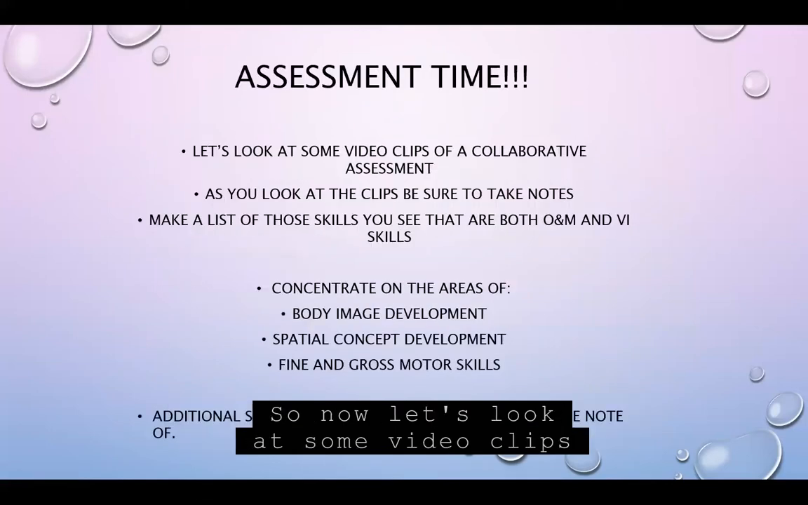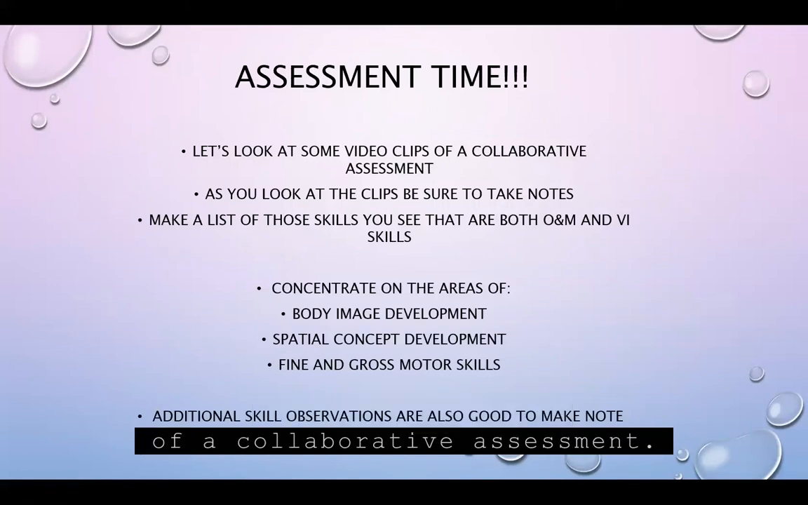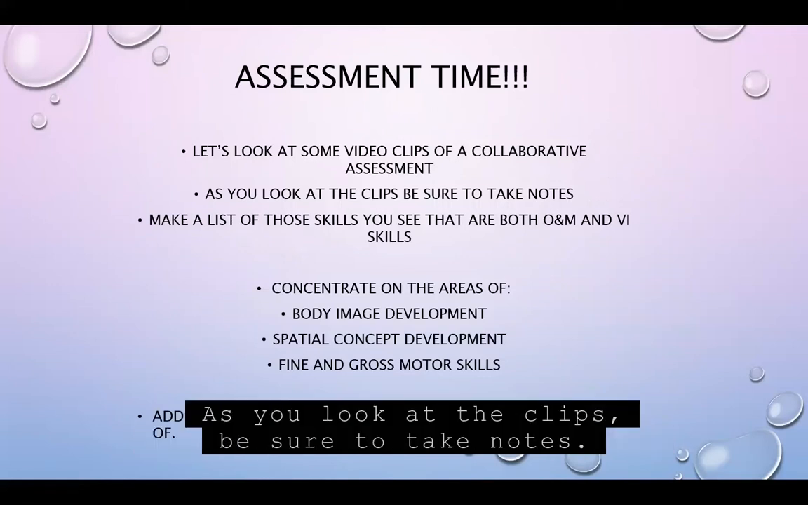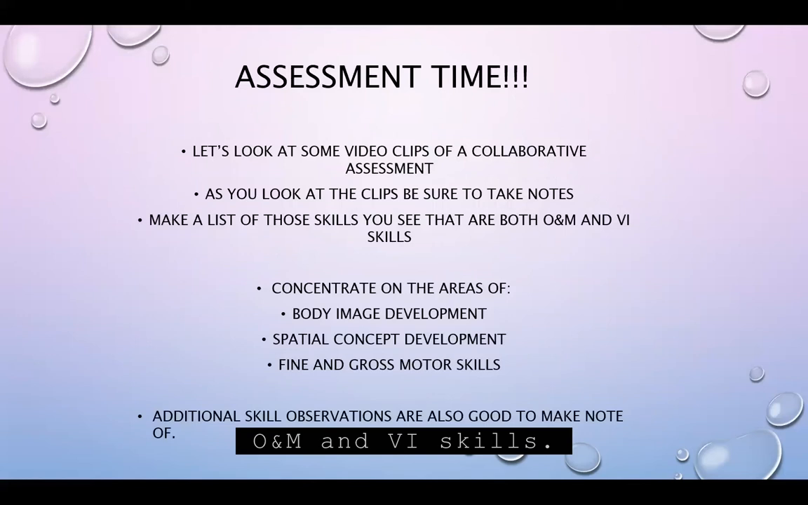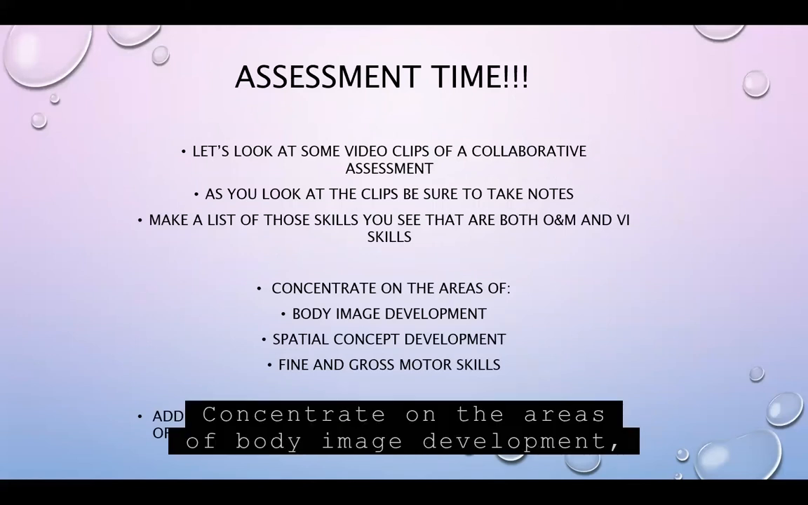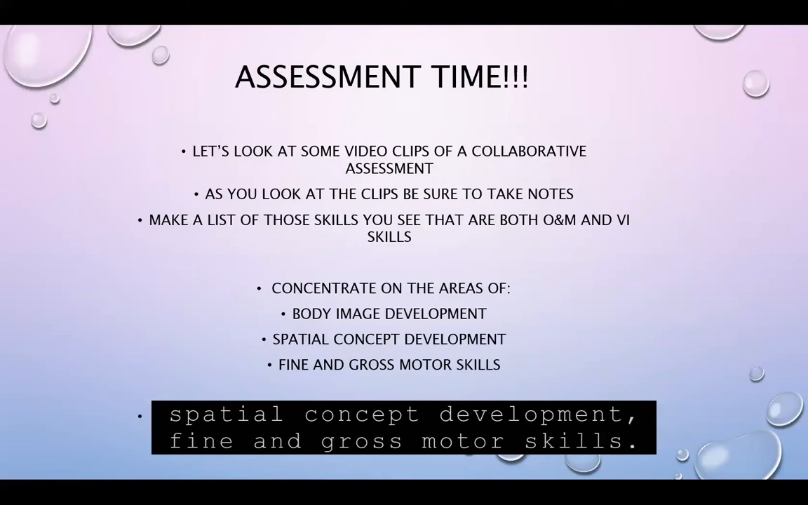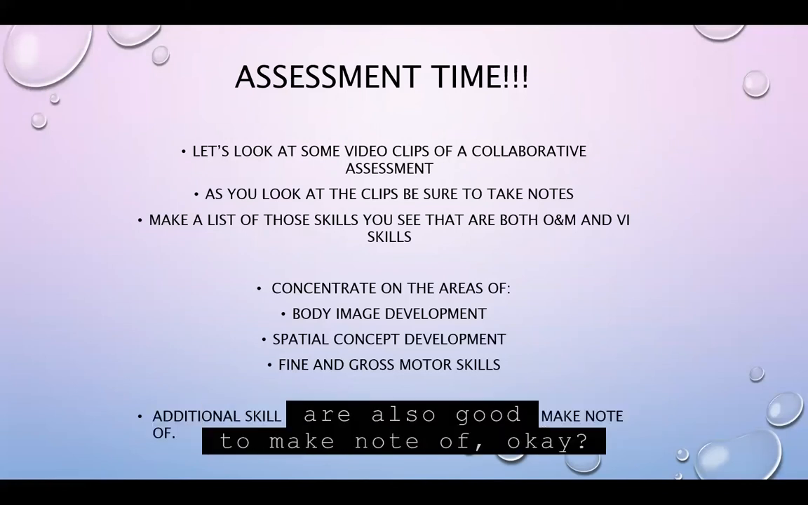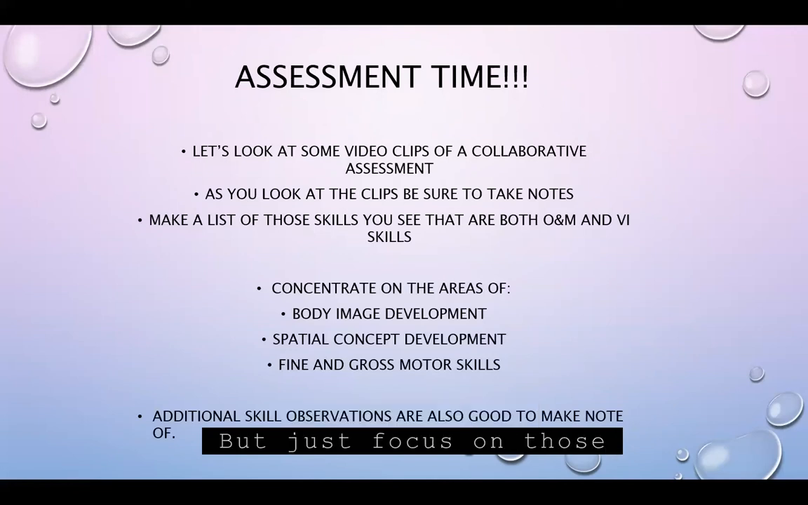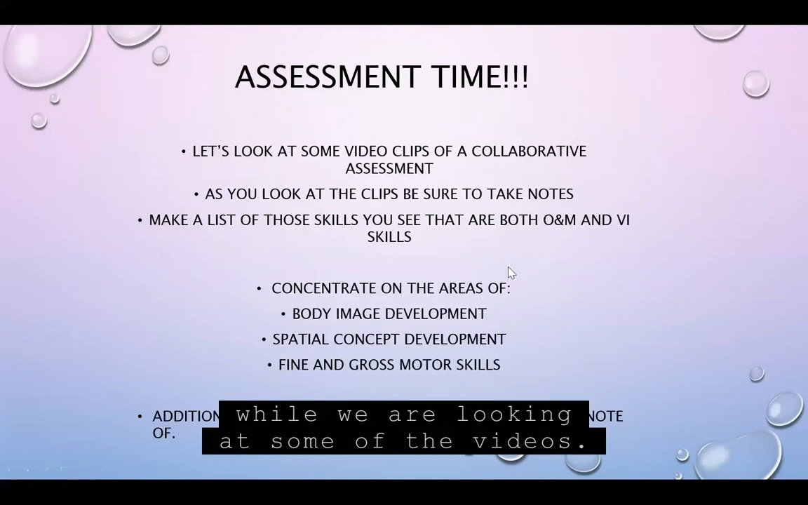So now, let's look at some video clips of a collaborative assessment. As you look at the clips, be sure to take notes. Make a list of those skills that you see that are both O&M and VI skills, okay? Concentrate on the areas of body image development, spatial concept development, fine and gross motor skills, okay? And any additional skill observations are also good to make note of, but just focus on those while we are looking at some of the videos.